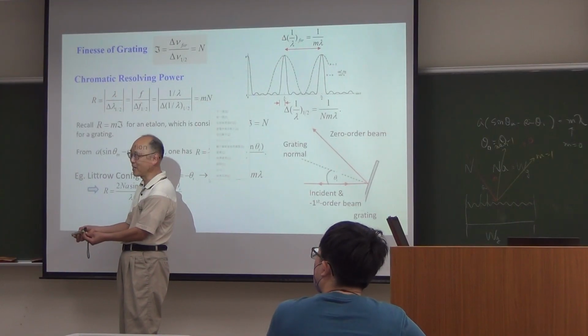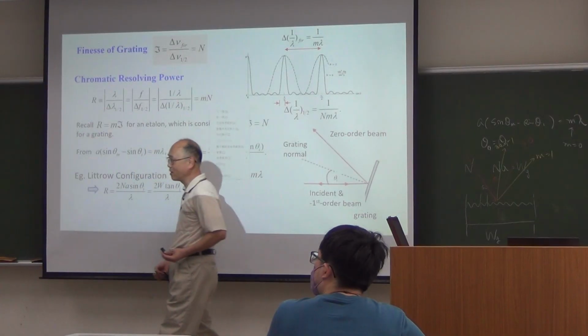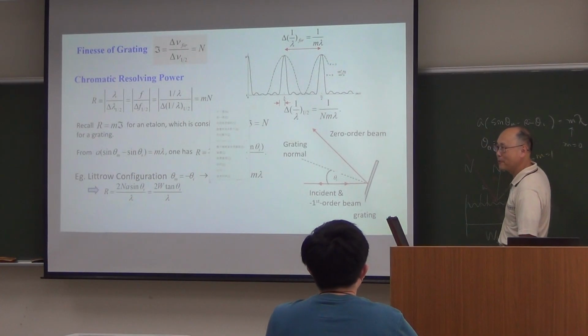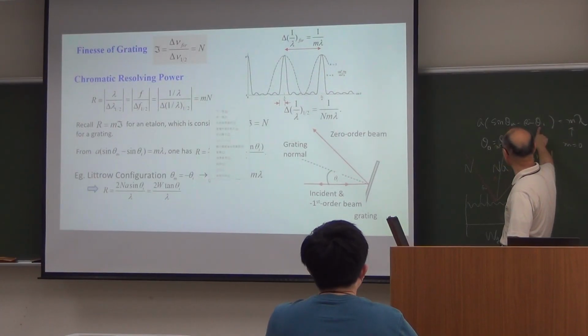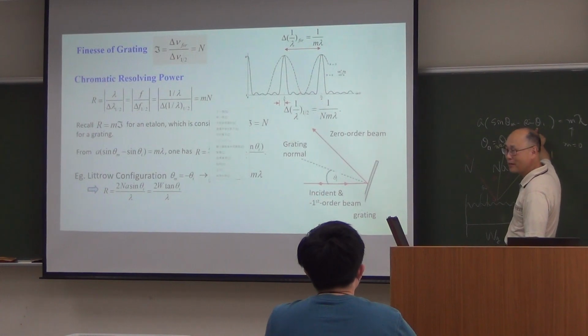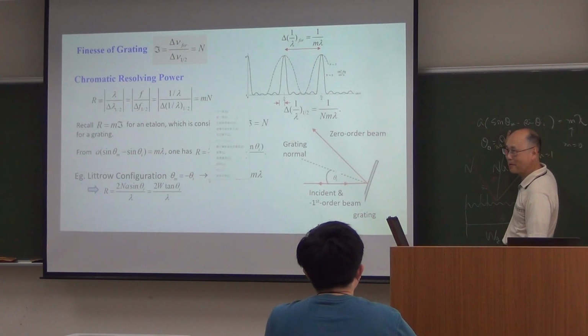Okay, so everybody catch it, right? So this is diffraction orders. And the whole thing follows this formula. So be careful about the definition, the sign of theta I, theta m. Okay, theta I is positive. But then on the other side, theta m is positive.